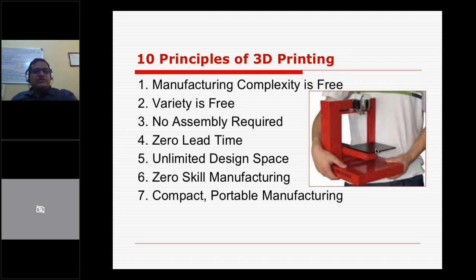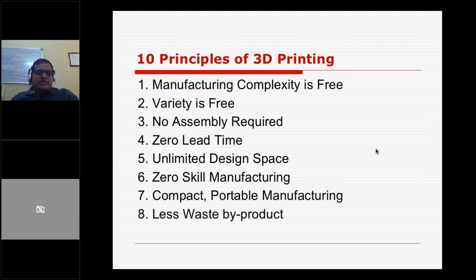Especially during this lockdown period, people are talking about supply chain disruption, and this technology is very good in those situations. And of course, you have less waste byproduct. Why? Because you are not removing the material, you are adding the material as per your demand. So there is literally no scrap. And of course, you have infinite shades of materials. What do you mean by this? If you take a traditional machining practice, you can machine only a single homogeneous material.